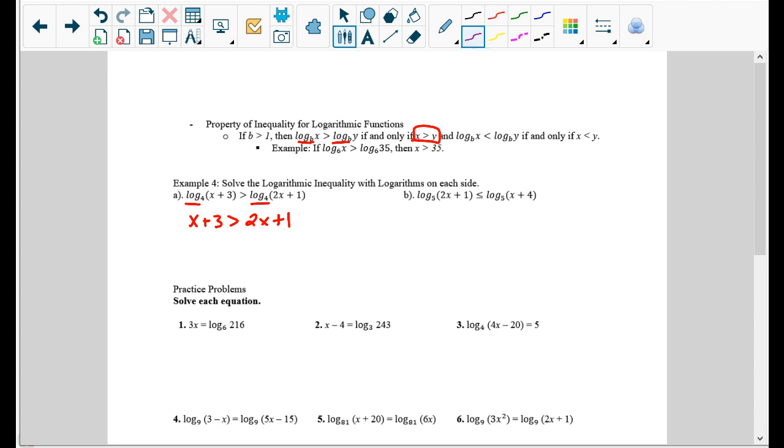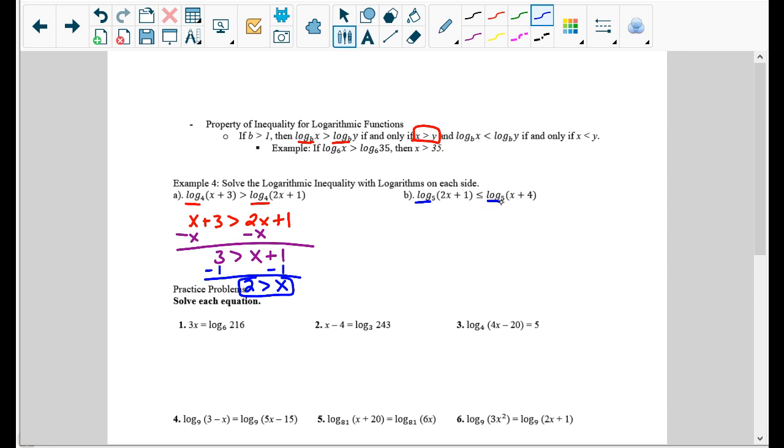Let's get our x's on the same side. So 3 greater than x plus 1. Remember, all properties of inequalities apply here, so if I multiply or divide by a negative, I need to flip that sign. So 3 minus 1 gives me 2. So x is less than 2, or 2 is greater than x, for letter A.